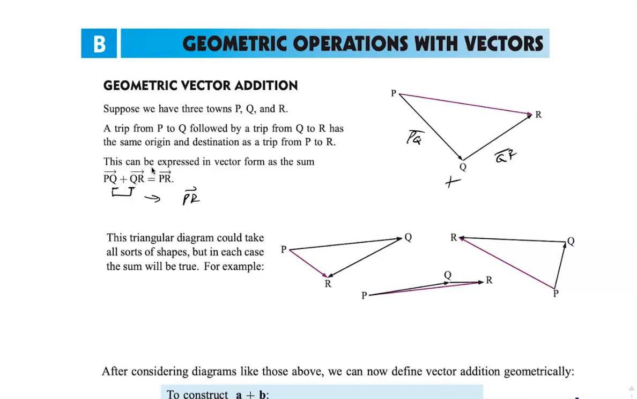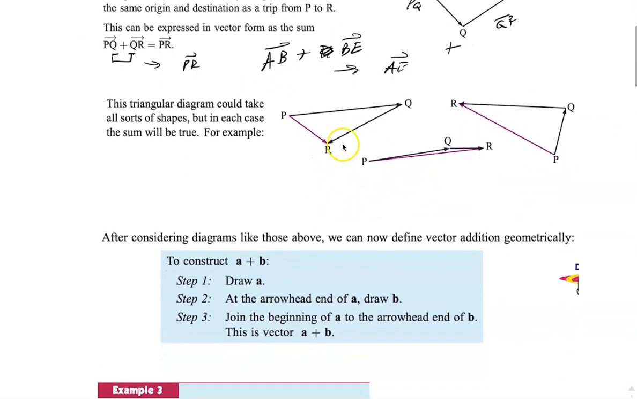And that's always true. If I add AB with BE, I'm going to get the vector AE. So vector addition works that way. If you have the labels, you can just go, okay, AB plus BE, you're going to get AE. And it works the same way geometrically. No matter how you draw PQ plus QR, even if it's small or if it's big, you always end up with PR.